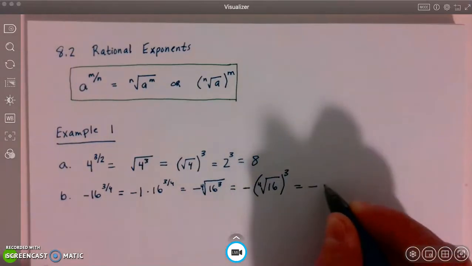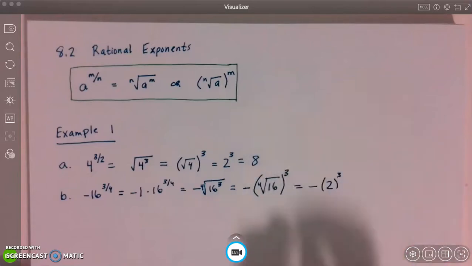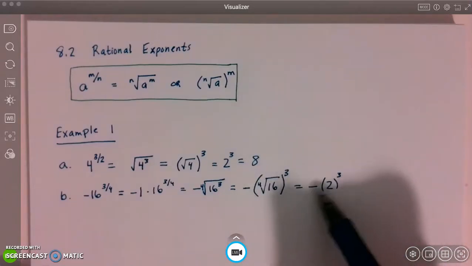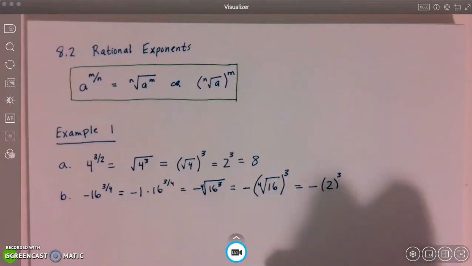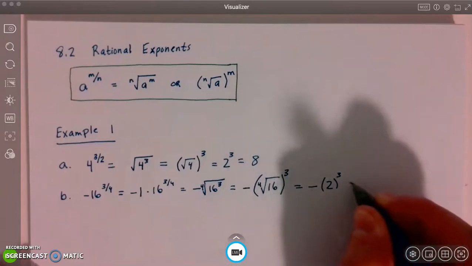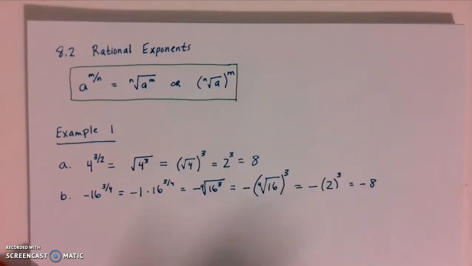So I have the negative, and then I have 2 raised to the third power. So before I multiply this, I have to follow order of operations. I'm going to do my exponents first. So 2 cubed is 8. So when I multiply that by a negative, I get negative 8.